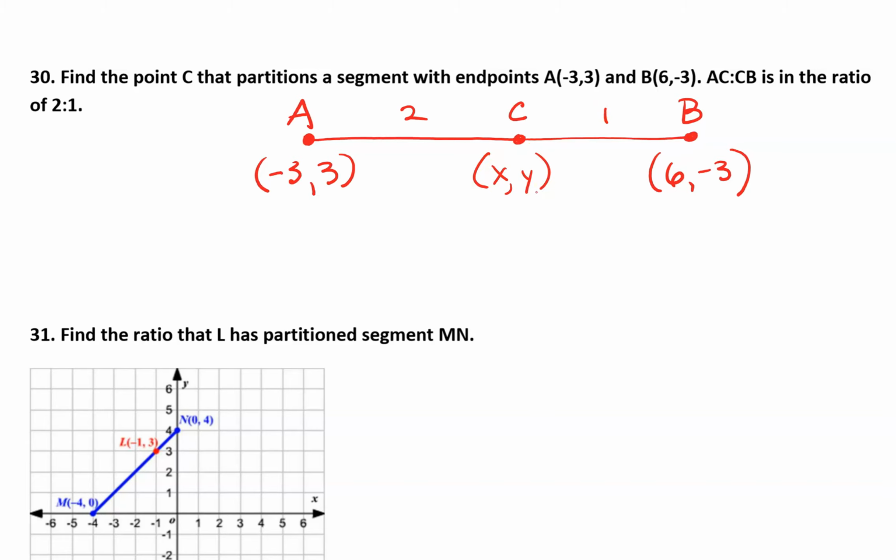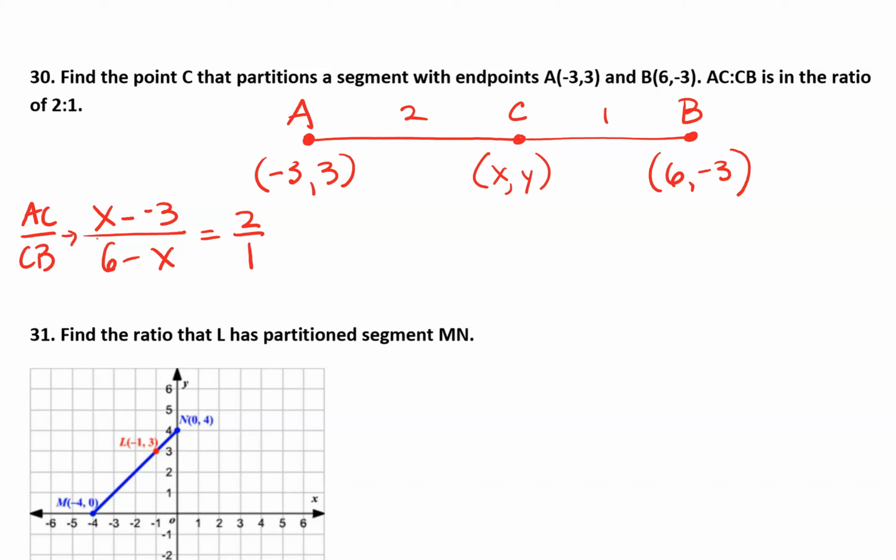So maybe this will be easier because we've been doing ratios. We want a proportion that shows a 2 to 1 ratio between the distances for segment AC and CB. So the length of AC for the x coordinate would be x minus negative 3 over 6 minus x. That should be in a 2 to 1 ratio. So the length of AC compared to CB for the x term. That's what we're looking at here.